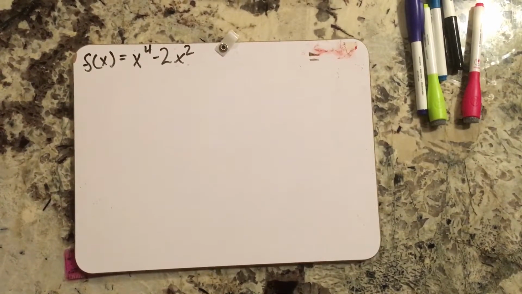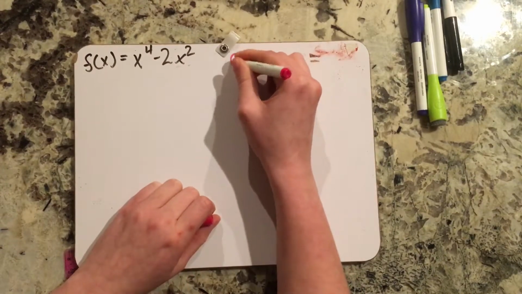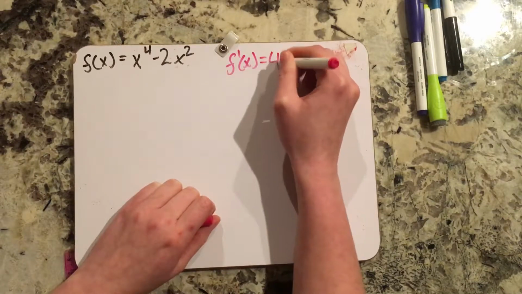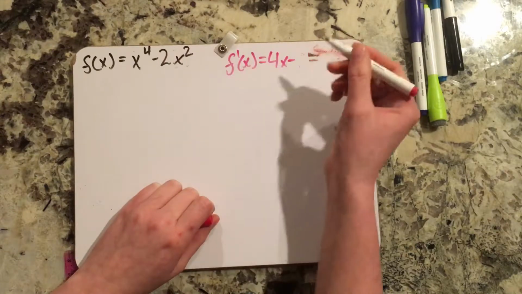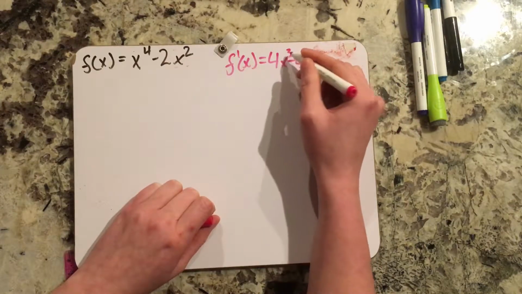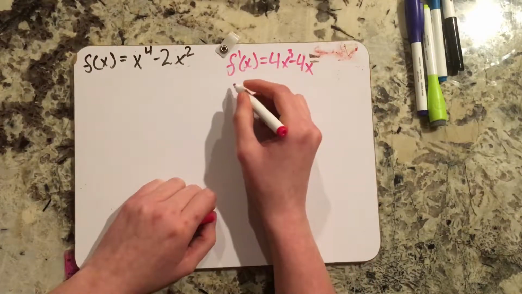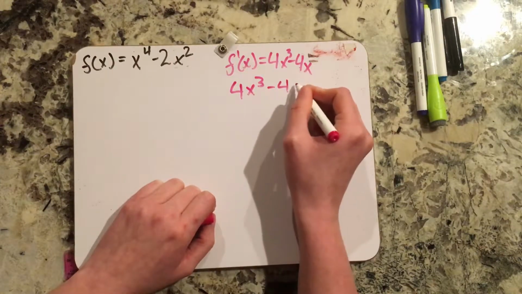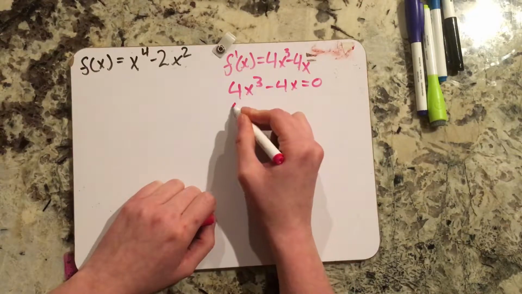Okay, so let's find our derivative. So we know f prime of x is going to be equal to 4x to the... sorry, this is a 3 right here. This is x cubed. I'm going to take the exponent, multiply it by the coefficient, so that gives me a 4x cubed. So now I'm going to set this equal to 0, minus 4x equal to 0. Factor out a 4x.